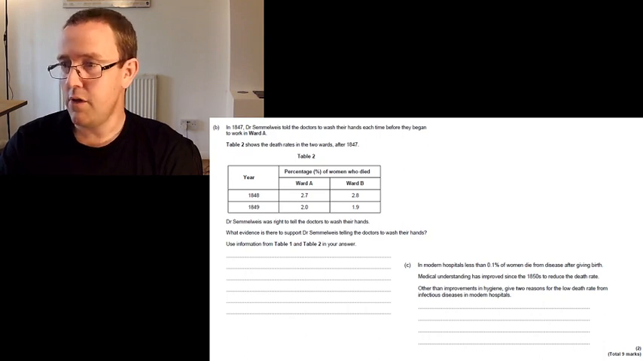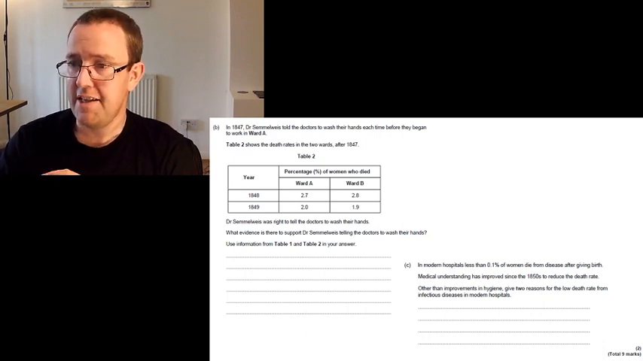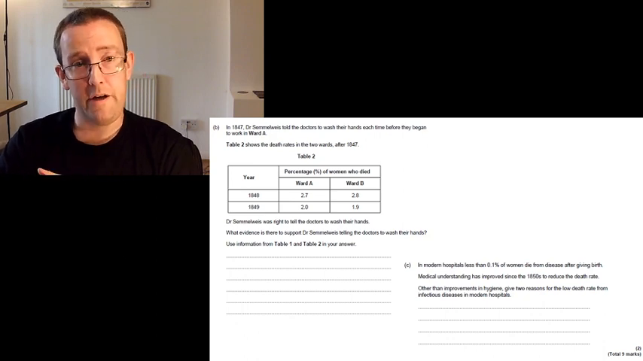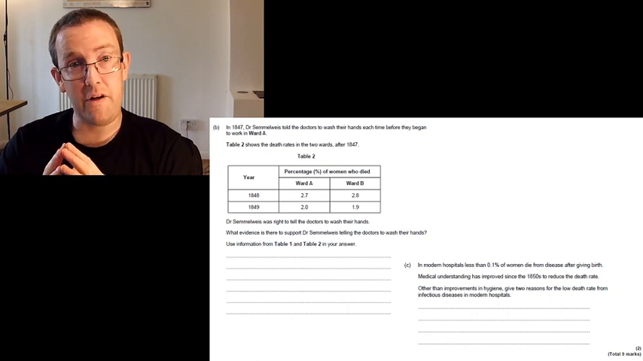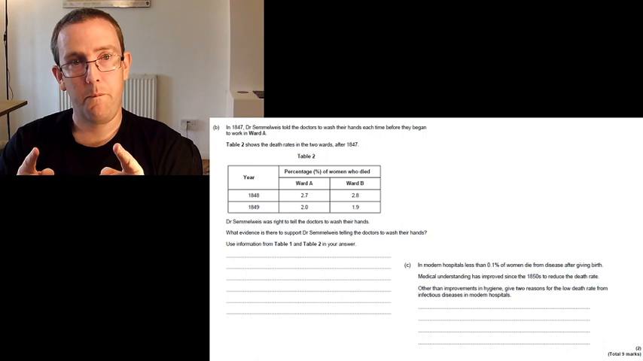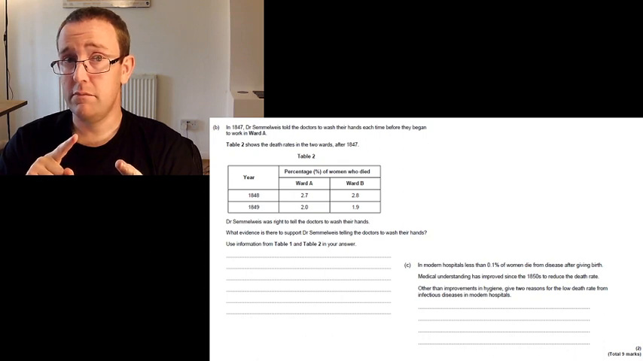Give 2 reasons for the low death rate from infectious diseases in modern hospitals. So you've got a 3-marker and a 2-marker, so that's 5 in total. So take 5 minutes if you need to. Pause the video and have a go now. Done that? You sure?